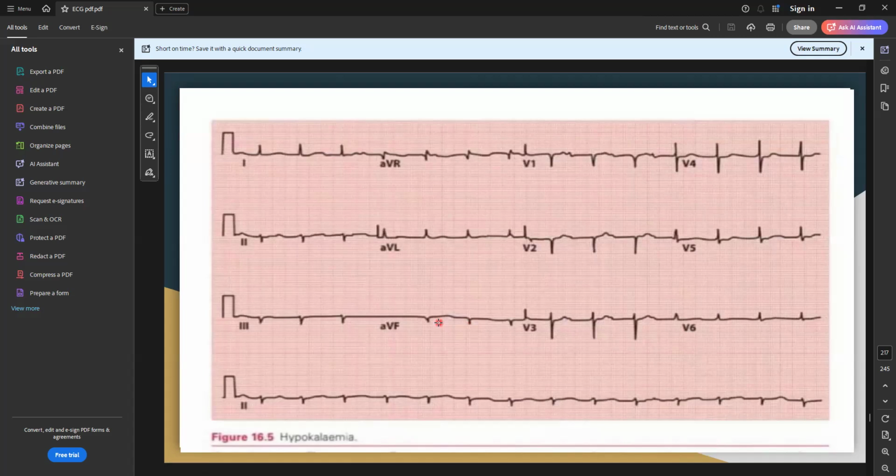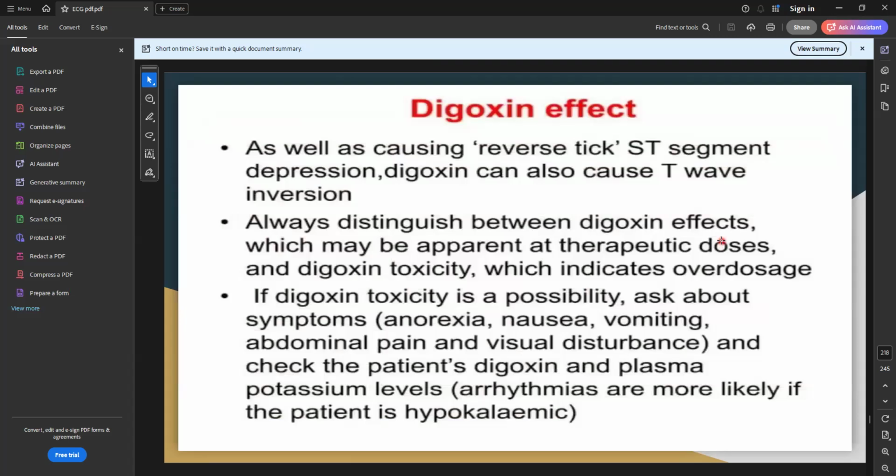Here you can see the hypokalemic features. Here you can see ST segment depression with the small T wave, and here this is the prominent U wave. What happens when digoxin toxicity occurs? Along with the reverse tick ST segment depression, T wave inversion is also present in digoxin toxicity.